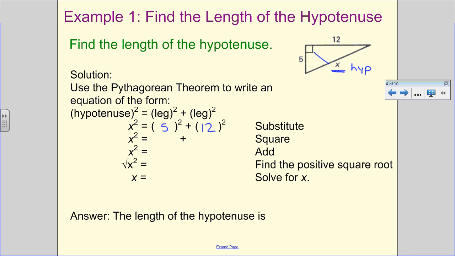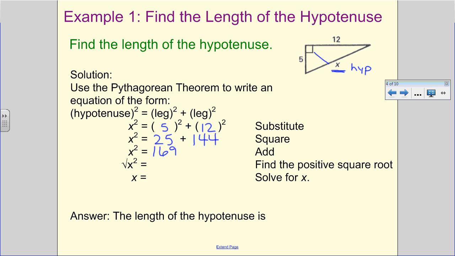We're substituting those legs. Your book says to multiply. I wrote that as squared. That's actually what you're doing, is squaring 5. So that's 25, and this is 144. You then have to add. So basically, ladies and gentlemen, we're just following order of operations here. And so when we do that, we get 169.